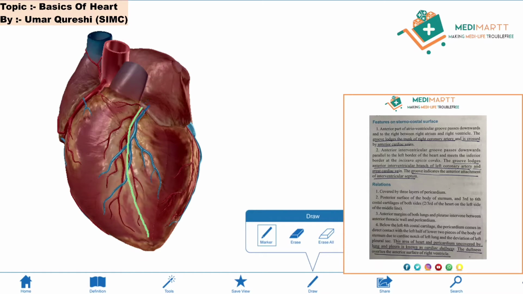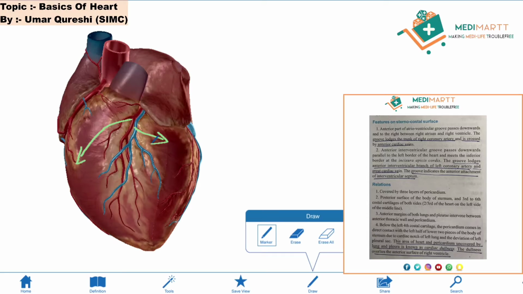Here, this red colored artery is called the anterior interventricular branch of the left coronary artery, and this blue colored one is called the great cardiac vein. This you have to remember: when your teacher asks you to tell the contents of the anterior interventricular groove, you have to tell that the contents of the anterior interventricular groove are the anterior interventricular branch of the left coronary artery and the great cardiac vein, these 2 points.